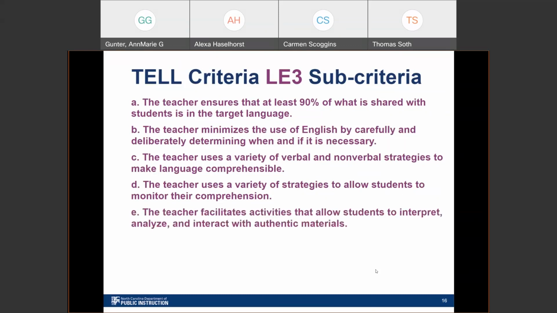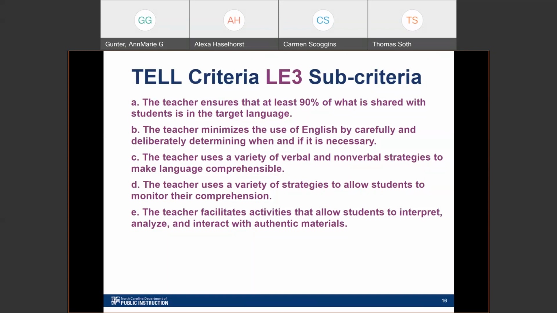E is the teacher facilitates activities that allow students to interpret, analyze, and interact with authentic materials. So consider that for a moment because we want them to interpret. It's the interpretive standard, of course, so that's obvious. We want them to analyze. We want them to put a keen eye and use their critical thinking skills on the things that they see and read and hear in our classrooms. And we always want them to be interacting with authentic materials.